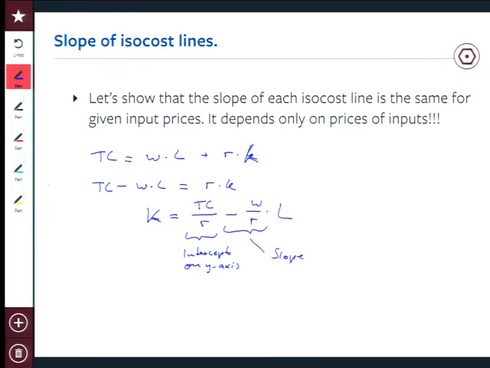So if I have $150 to spend, if I want to know how many units of capital I can buy, I divide it by the cost per unit of capital, so that makes sense, right? 150 divided by 10 should get you 15 units. And the slope of the isocost line is minus W over R.